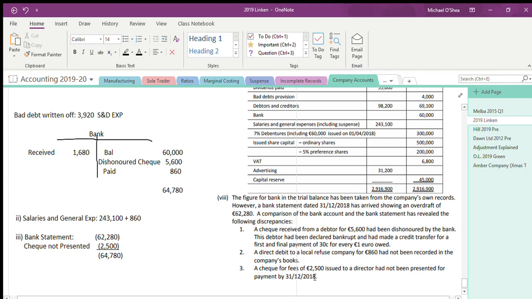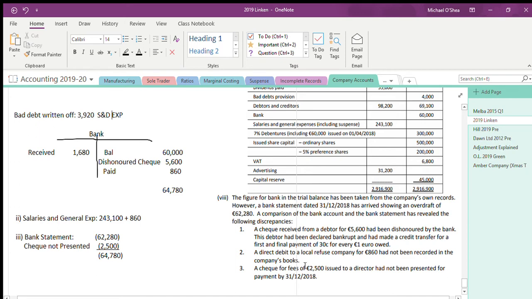The third note, anything to do with something had not been presented for payment, that means that I haven't told my bank yet. I've actually taken this money. A check for fees was issued to a director. I've actually sent this check from my company perspective. I've written the check, I've handed it over, and I've told my accountants for my company, oh, by the way, I sent a check off there for 2,500. Therefore, they would have reduced my bank balance already.